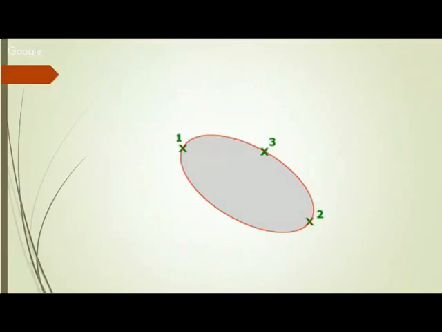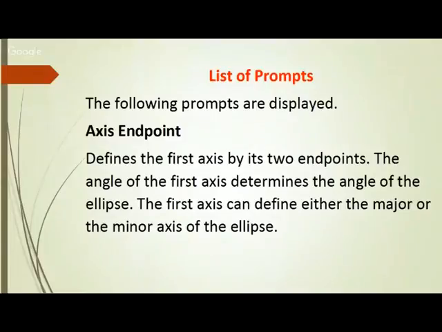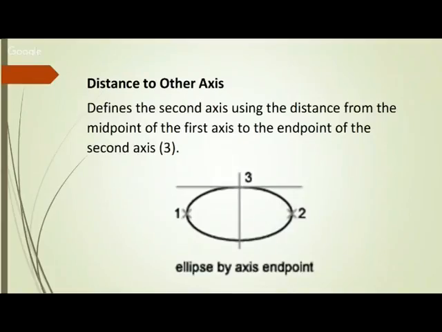This is how an ellipse is made. 1 and 2 become your major axis, and the vertical distance between 2 and 3 becomes your minor axis, half of the minor axis, you can say. Right? When you go for this command, it asks you the axis endpoints. You have to pick the first point, then the second point, and then the distance to the other axis. These are the 3 things it will ask.